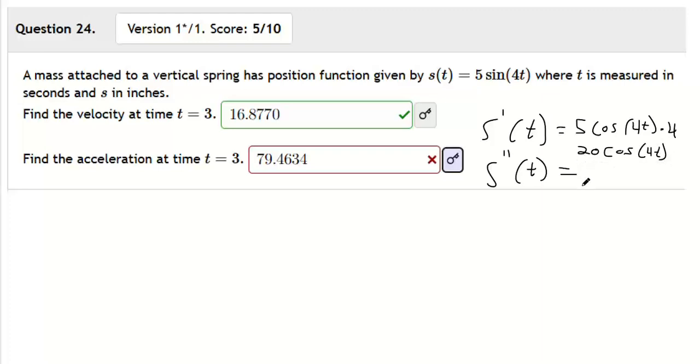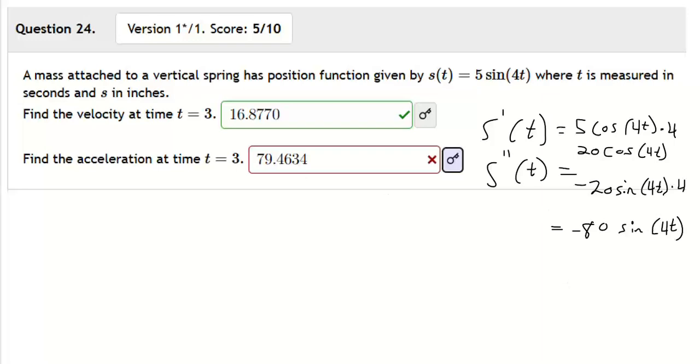Now the derivative of this is going to be negative 20 sine 4t times the derivative of the innermost function, so times 4 inside here. So that gives us negative 80 sine of 4t. Okay, so that's the acceleration.